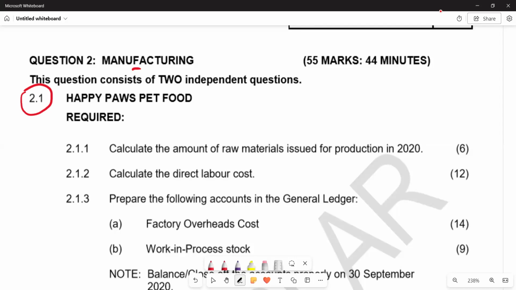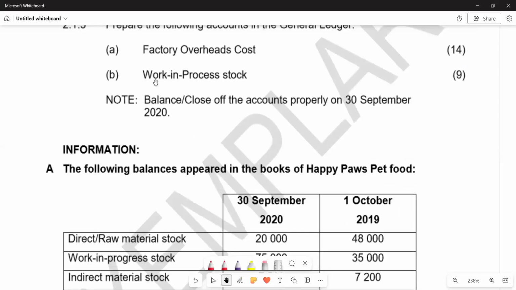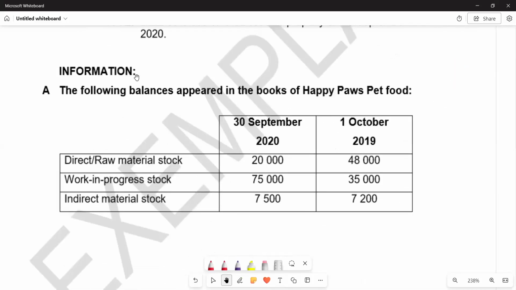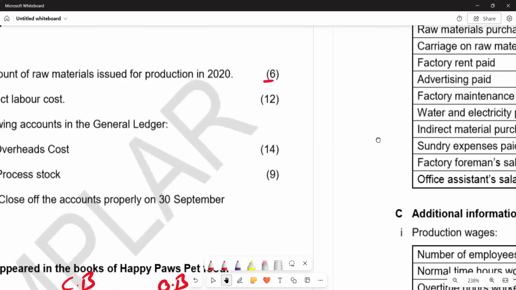So for us to answer it, we need to go through the information of the question first. If you go down, you'll see that we are given information A, whereby the following balances appeared in the books of Happy Paws Pet Food, as at 30 September 2020. Obviously, this is going to be our closing balance because it is the later date, and then we have an earlier date here, 1 October 2019. Obviously, this is going to be our opening balances. So this is a column for opening balances and for closing balances. We're given direct or raw material stock, work in progress stock, and indirect material stock.